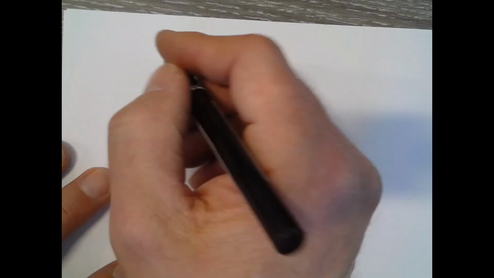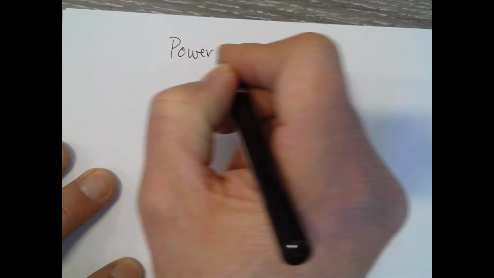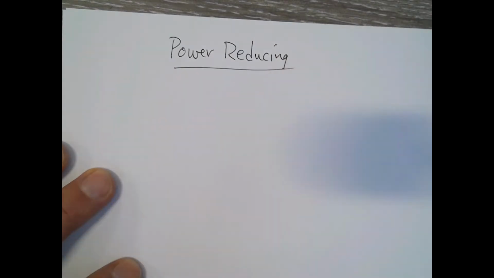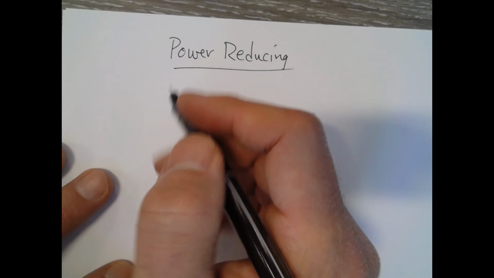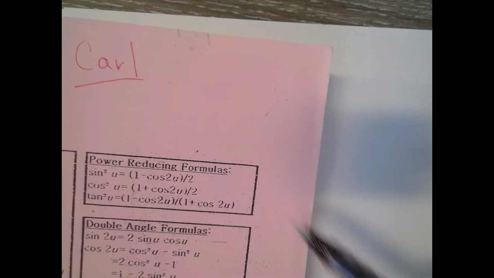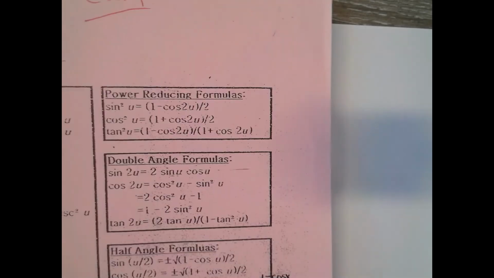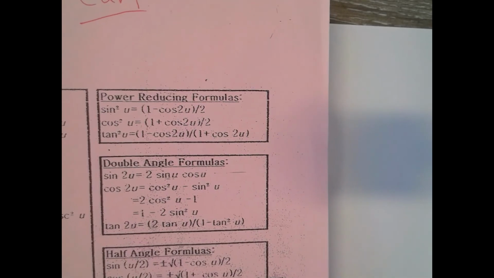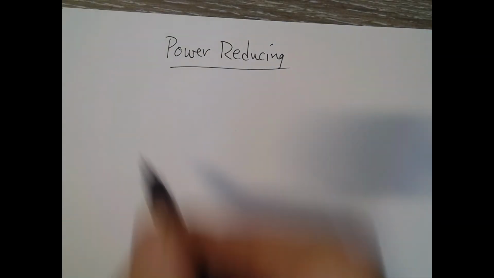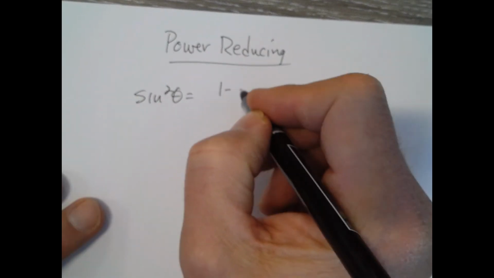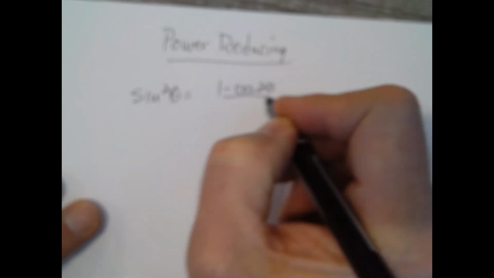Maybe the last thing that we're going to do today is power reduction, or power reducing. It's in the upper right corner. We've got a sine, we've got a cosine, we've got a tangent. All right, so sine squared is always equal to 1 minus the cosine of 2 theta over 2. That's just a thing.